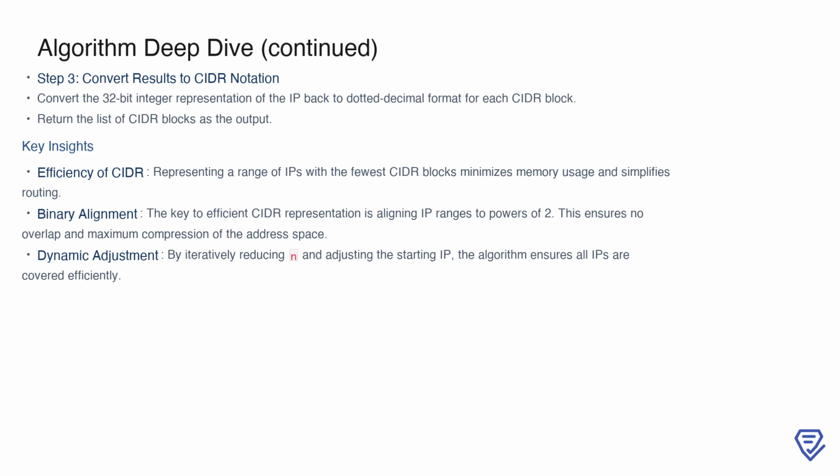The key insight here is the efficiency of CIDR representation. By grouping IPs into the fewest possible blocks, memory usage is minimized, and routing tables are simplified. The alignment to powers of 2 ensures that blocks are non-overlapping and maximally compressed. Additionally, the iterative approach of reducing n and adjusting the starting IP ensures that each address in the range is covered without duplication or omission. This systematic process makes the algorithm both efficient and robust.